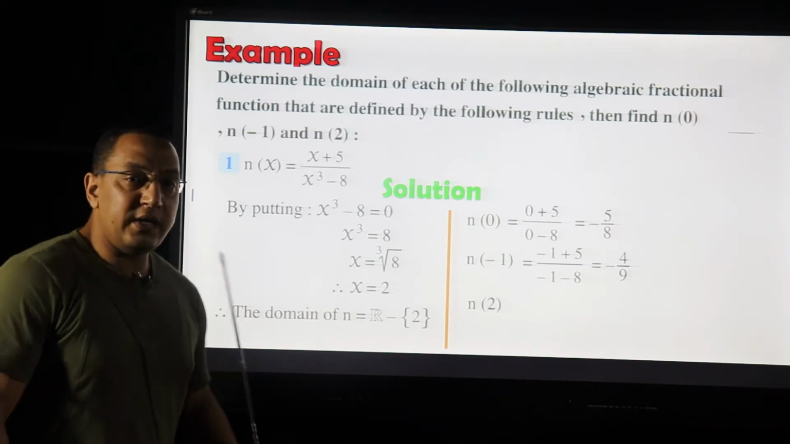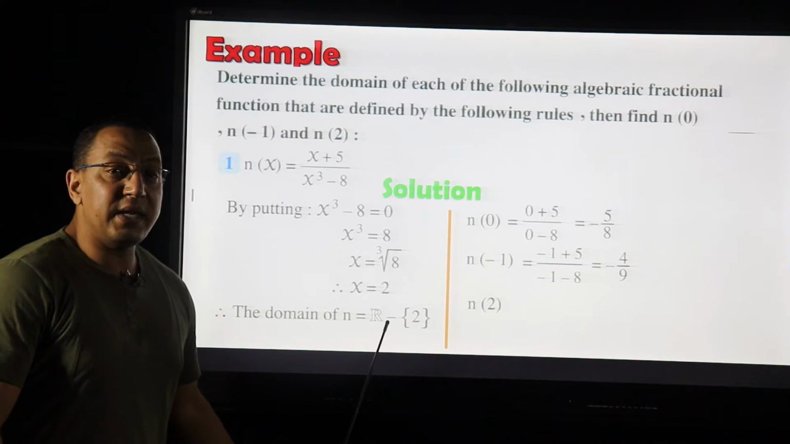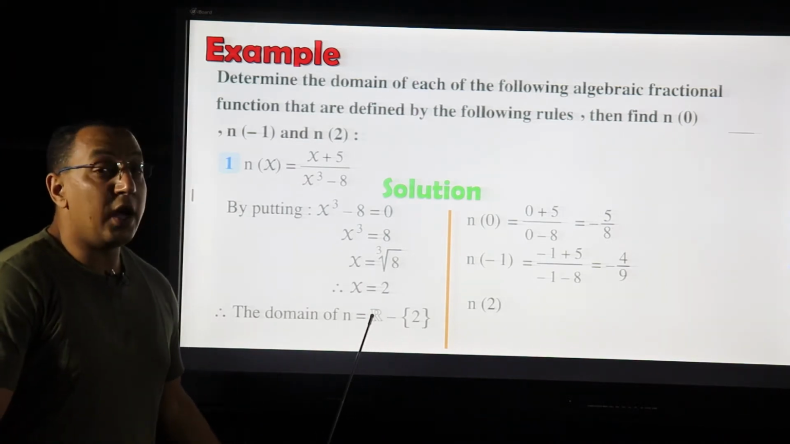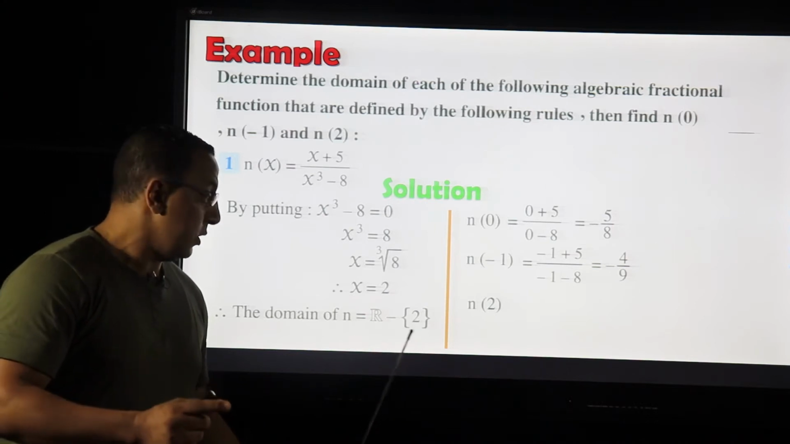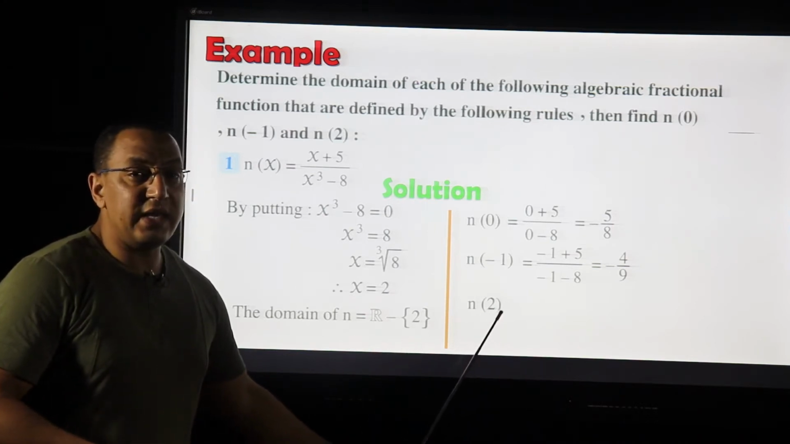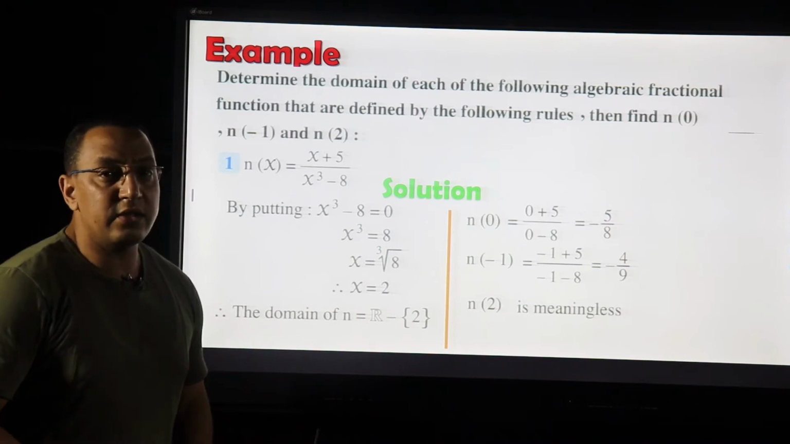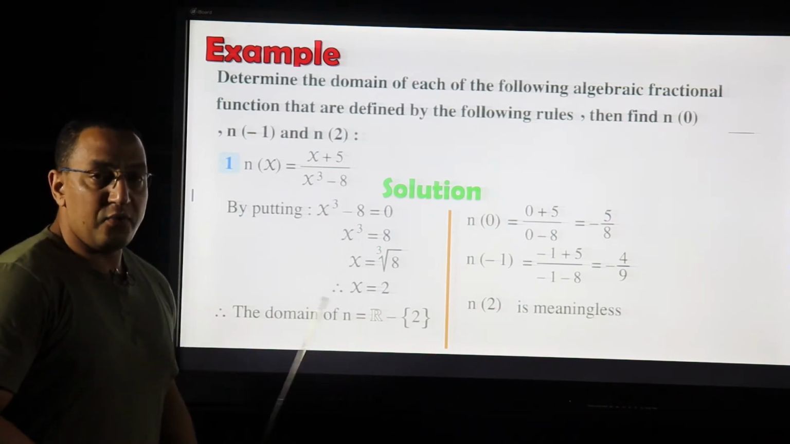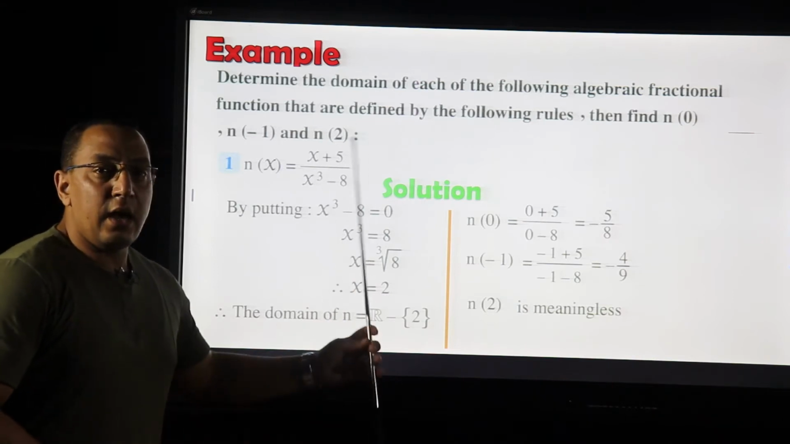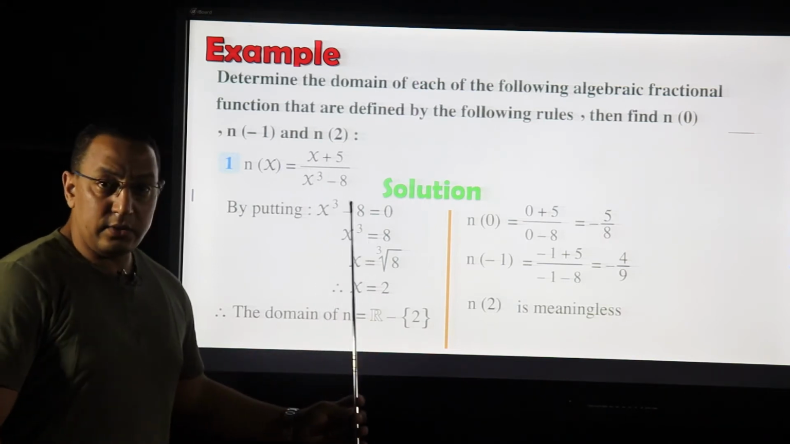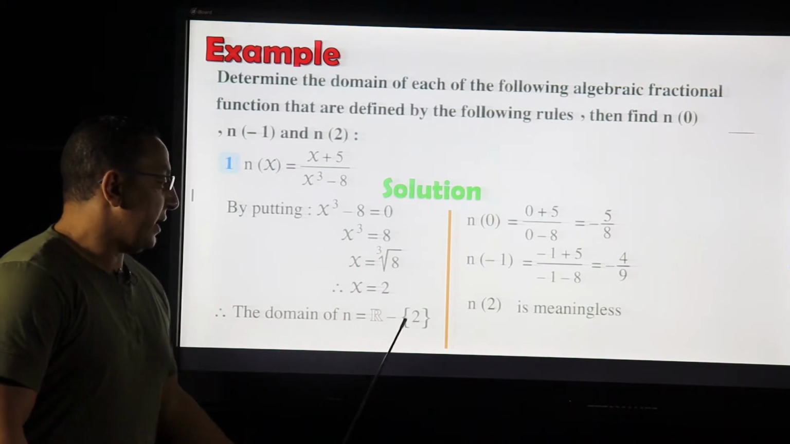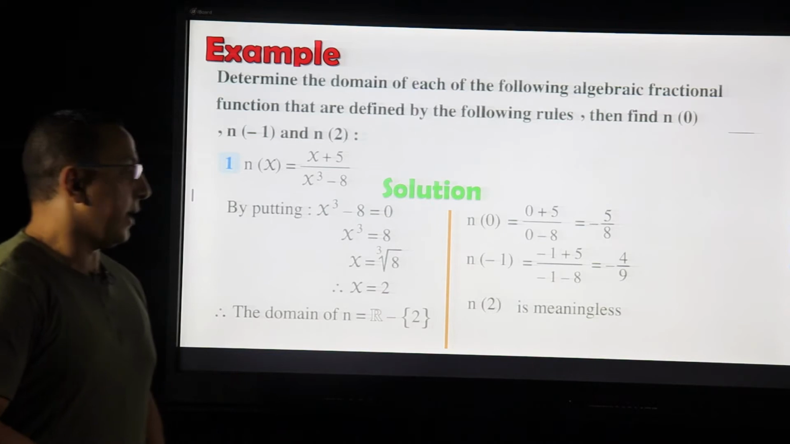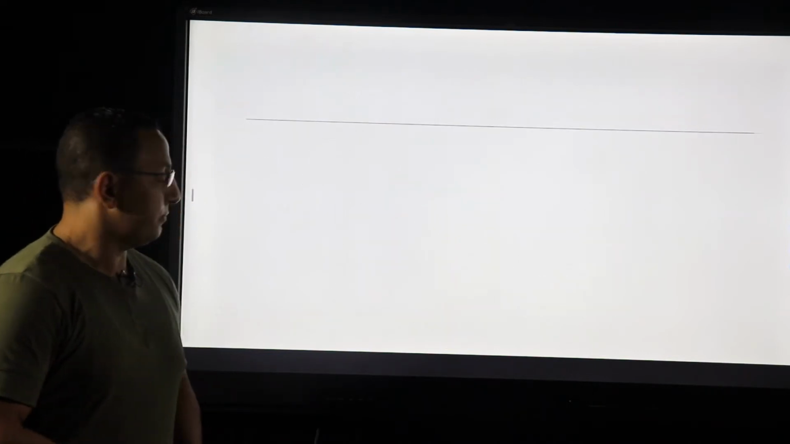But I see here that the domain is R, all the real numbers without 2. So I can't use the number 2. So n of 2 here is meaningless or undefined, because I can't use 2 in place of x, because it will give me an error, okay, or it is outside the domain, so it is meaningless or undefined. Okay, now I have another example.